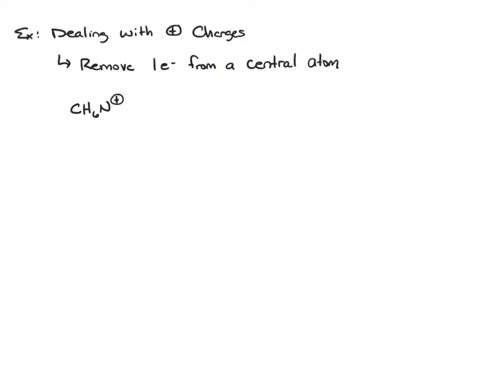The next thing we want to consider is how to deal with positive charges. So say you have a molecule like CH6N+, and as it's written, we really don't know where the positive charge is at on the molecule. So the general way we'll deal with this when we draw the Lewis structure is a positive charge means we've lost one of those negative particles. We've lost an electron. So remove one electron from a central atom.